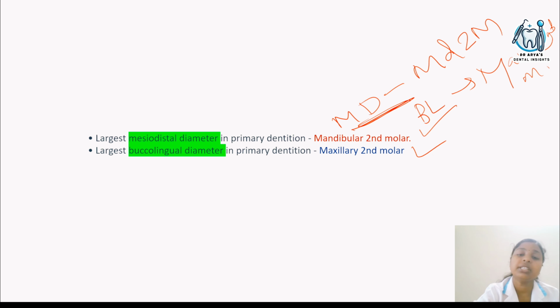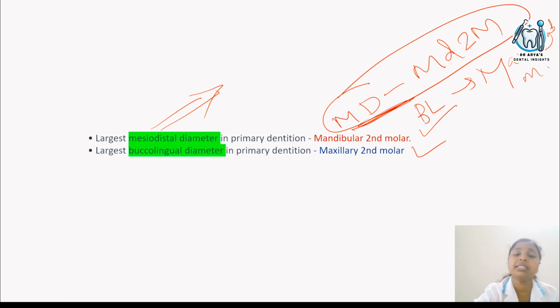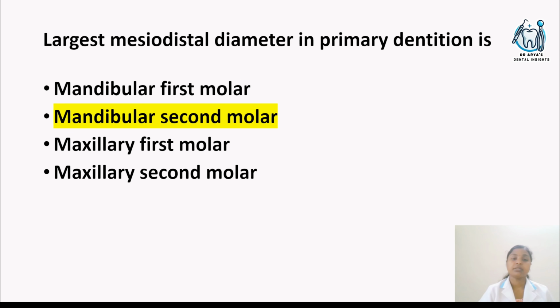Okay, so the mnemonic is MD for MD, that is, mesiodistal diameter is largest for the mandibular second molar. So the answer for this one is mandibular second molar.